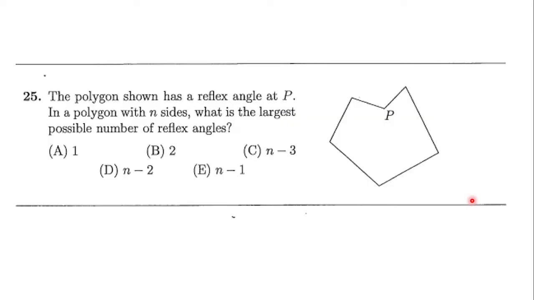Question 25. The polygon shown has a reflex angle at P. In a polygon with n sides, what is the largest possible number of reflex angles?